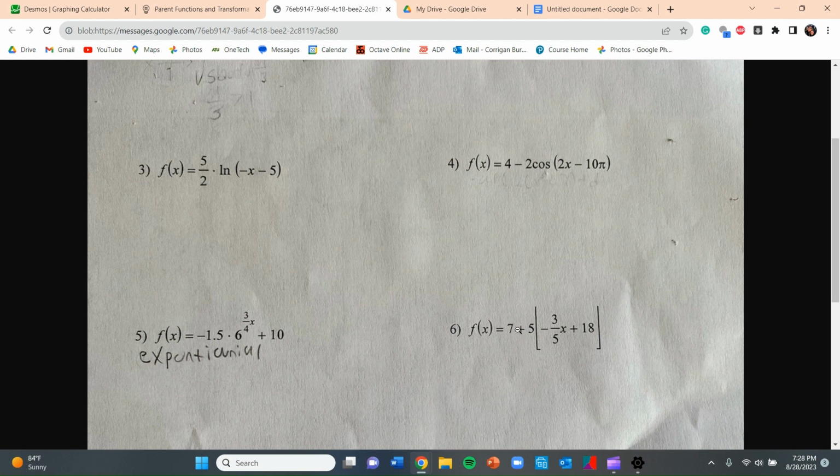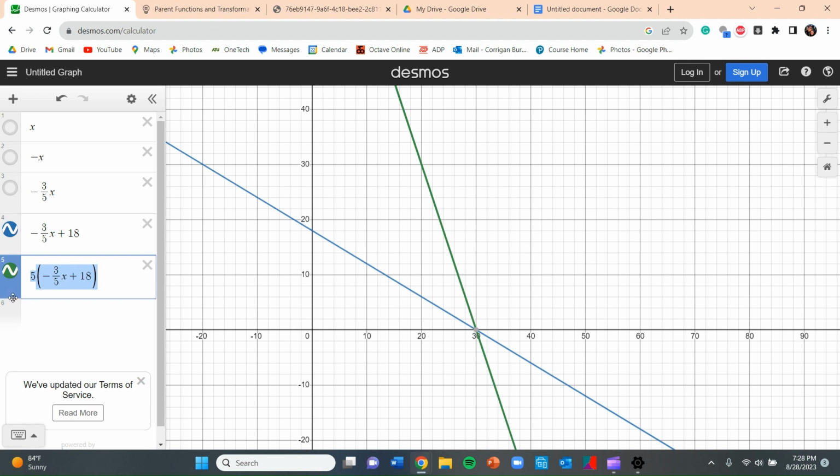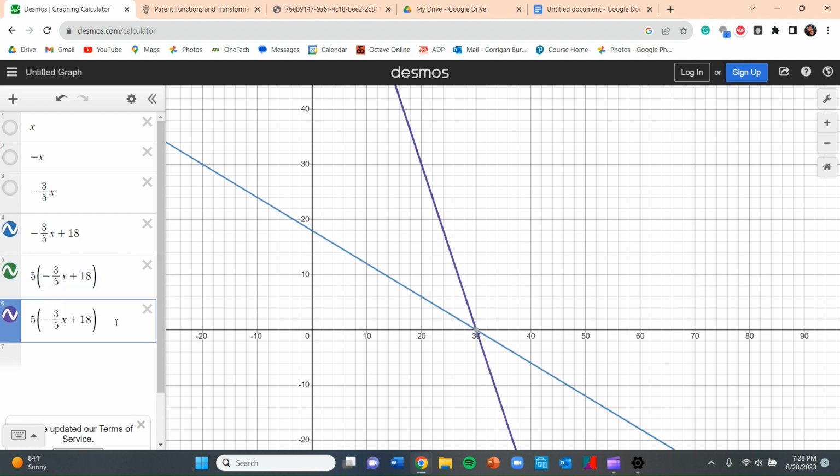Now it looks like it's 7 plus all this goobity gop, but it really doesn't matter what order we put this in. So 7 plus this, or this plus 7, is the same exact thing. So what I'm going to do is cheat a little bit and just go plus 7. Makes it a little easier to see.